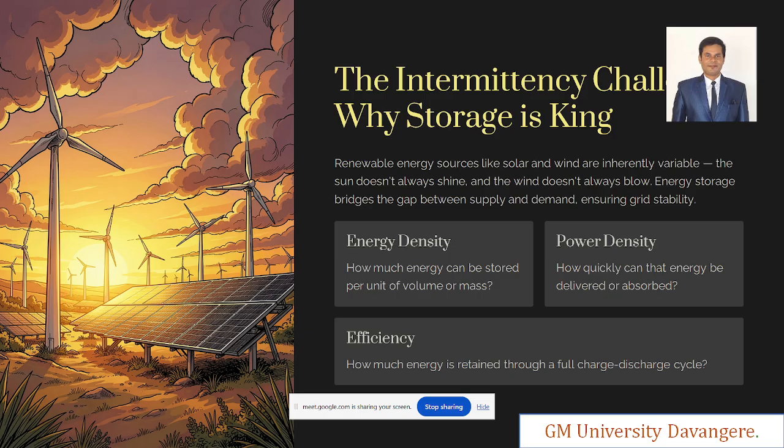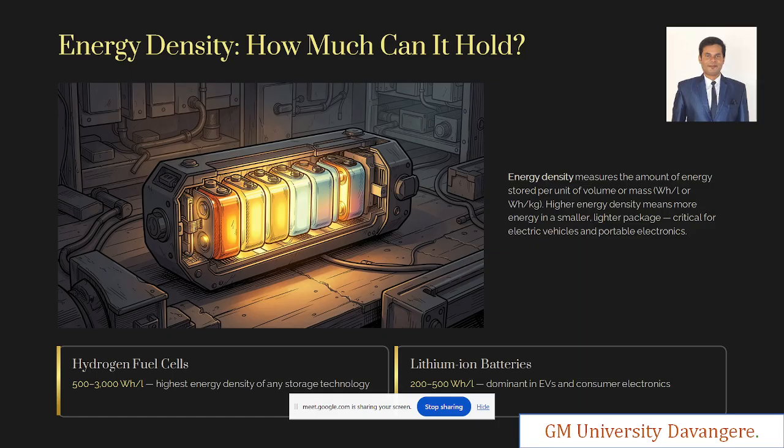So in this aspect, we have to discuss how efficiency will matter, right? How much energy is retained through a full charge or discharge cycle? During the charging and discharging of your batteries, how much energy is retained through the full charge and discharge cycles, right? So for that we'll discuss one by one how efficiency, energy density, and power density matter. We have to study their actual characteristics, right?